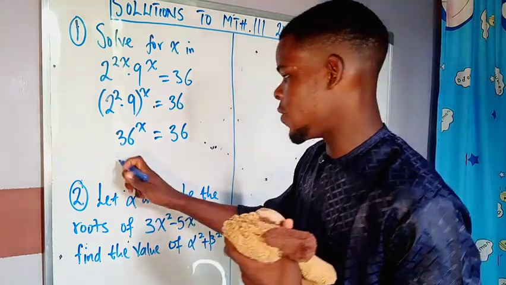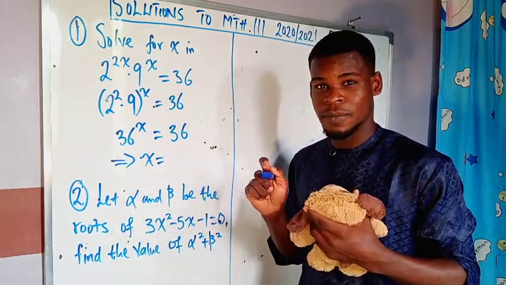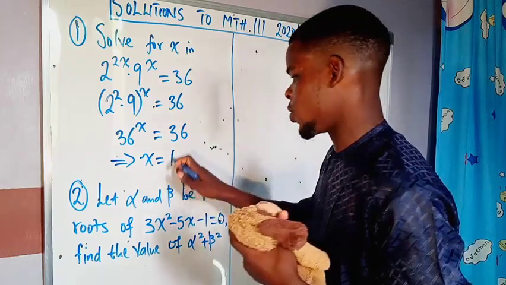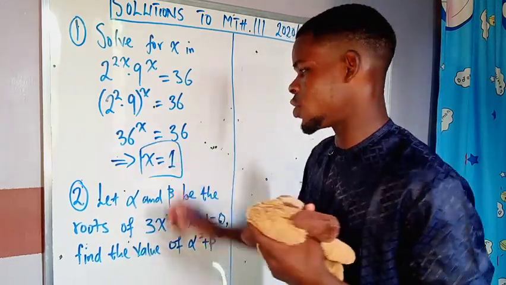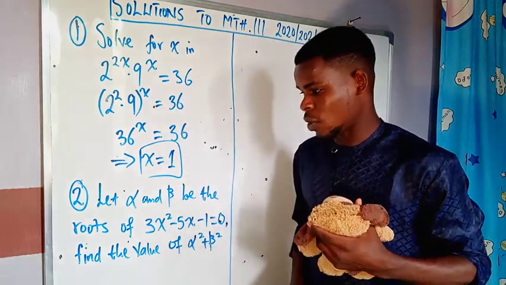So in fact, x right there is going to be 0. No. x is in fact going to be 1, because 36 raised to power 1 remains the same. So that's the value of x from this equation.